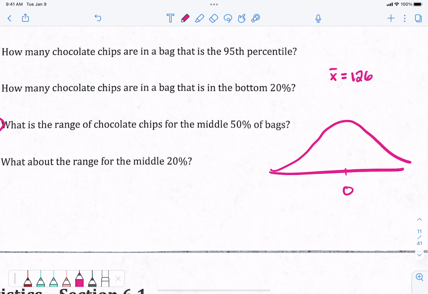1263 is the average. What's the standard deviation? I don't know. 117, something like that. Yeah, 117? Okay. Standard deviation is 117. Yeah? Good? Okay, so here's my chart.